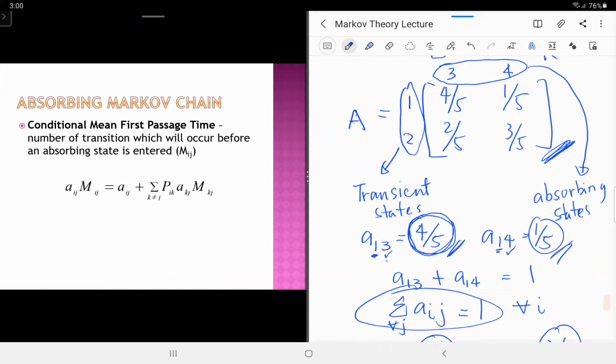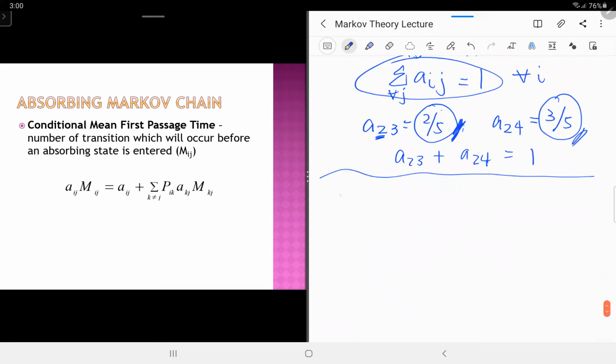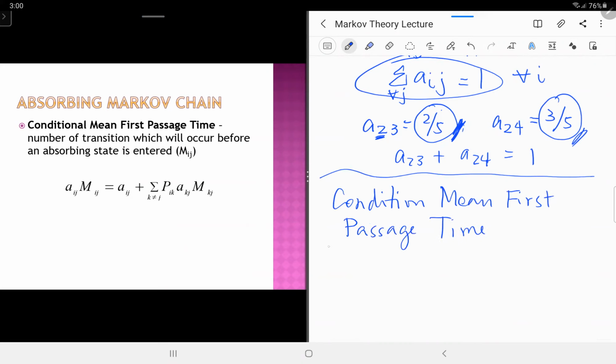Then, okay, this is the last. You have conditional mean first passage time. Okay, so this one counts the number of transitions which will occur before an absorbing state is entered. Okay, so it's denoted by MIJ.